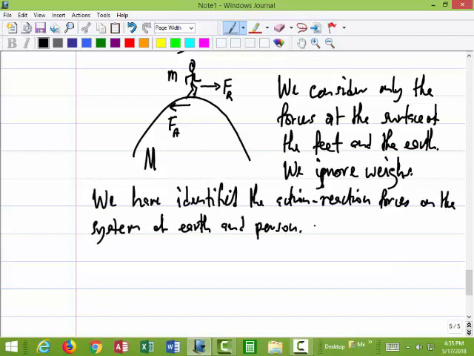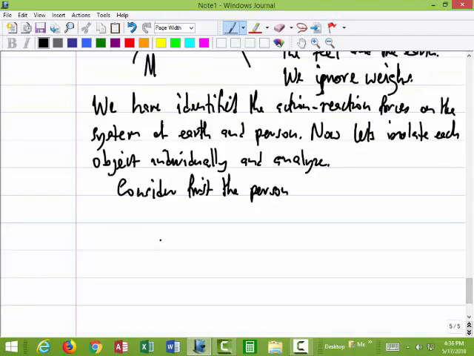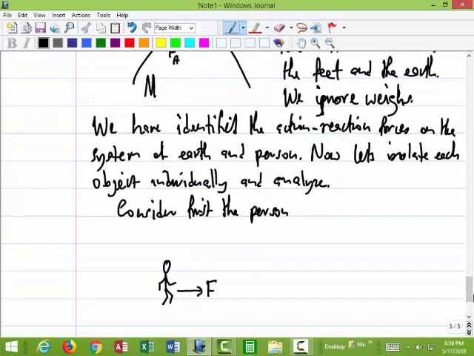Now let's isolate each object individually and analyze. Consider first the person. So we have this person walking on the surface of the earth, and so the external force acting on this person is the force given here, which is the reaction force of the earth pushing on the person.